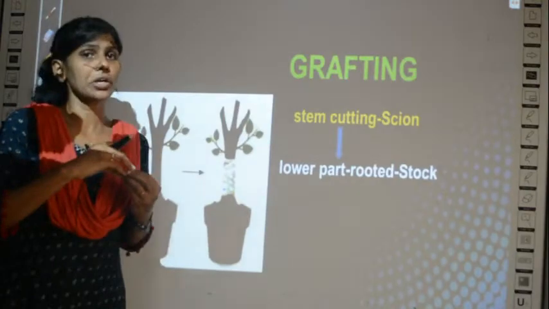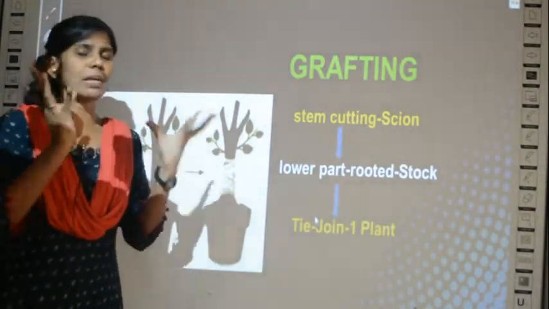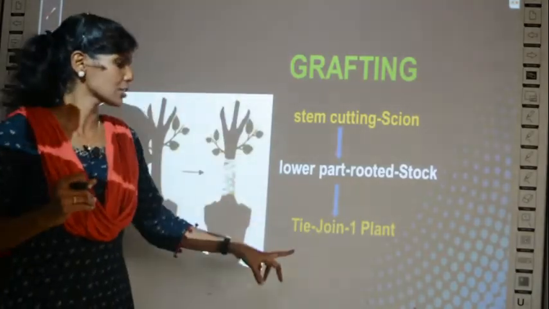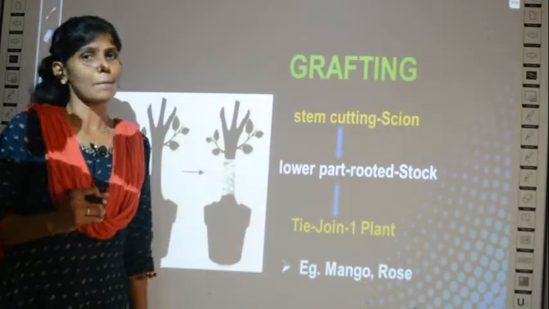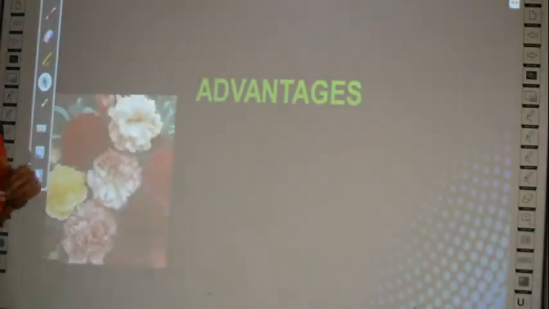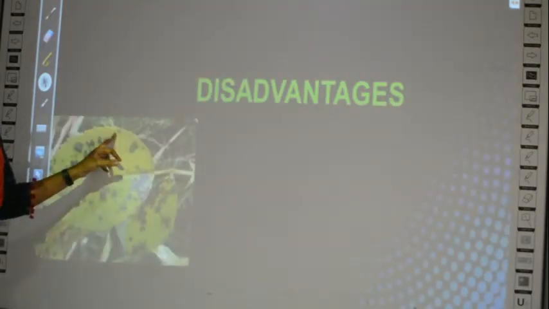So joining of scion and stock is called grafting, and after some days it will get attached and develop into a hybrid variety of plant. This is called grafting, and you can do this in rose and mango plants. You can apply grafting methods. Advantages and disadvantages, you can just read in your text.